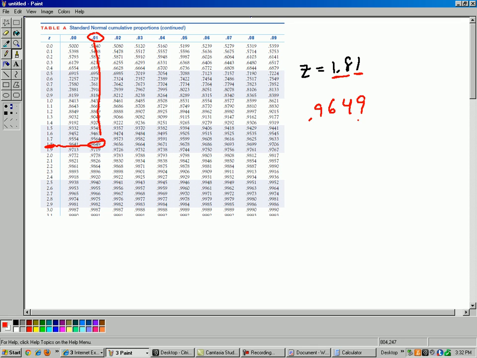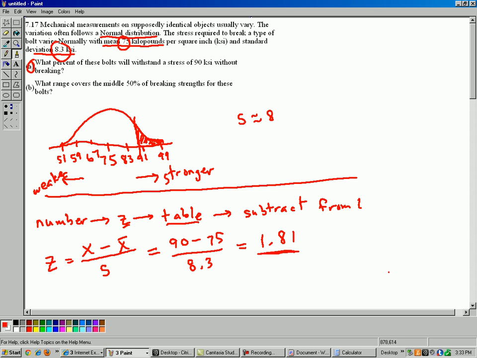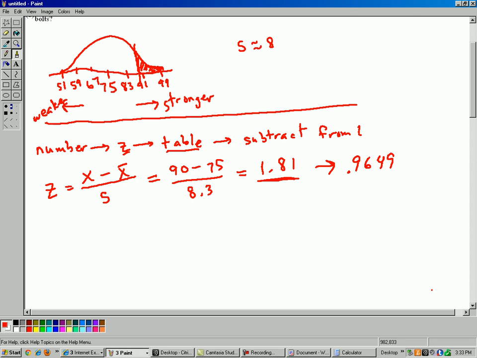So that's the percentage on the normal curve of individuals that would be less than a z-score of 1.81. Now, back to our original, 0.9649. Let's draw an arrow here, 0.9649. That was a number off the table. Now, that gives us the area to the left. I need the area to the right. So one more step, subtract from 1. It's 1.0000 minus 0.9649. That's going to give us 0.0351.